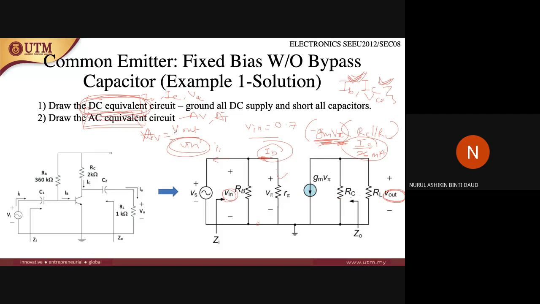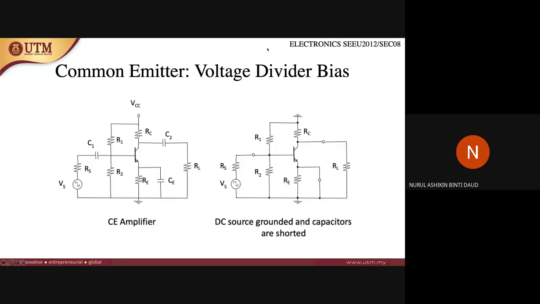Questions like this usually will come out as one question inside your test, inside your final exam. All right. Okay, so this is for common emitter, right? For voltage divider bias. So this is a voltage divider bias where you can see there are extra resistors inside the voltage divider bias, right?